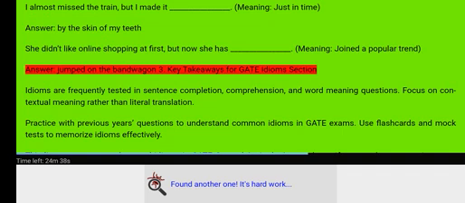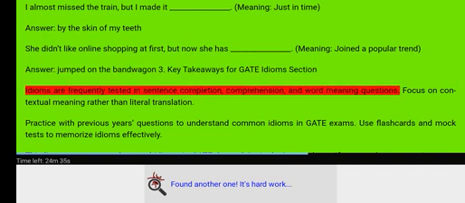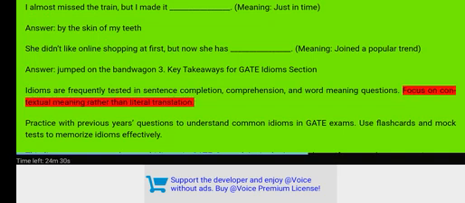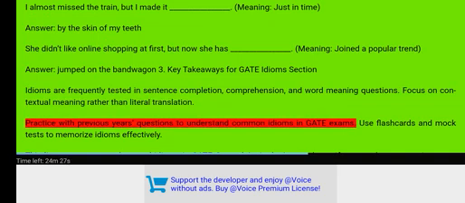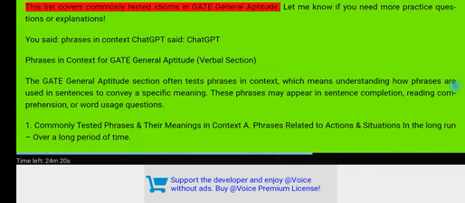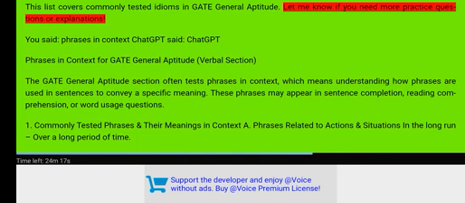3. Key takeaways for Gate Idioms section. Idioms are frequently tested in sentence completion, comprehension, and word meaning questions. Focus on contextual meaning rather than literal translation. Practice with previous years' questions to understand common idioms in Gate exams. Use flashcards and mock tests to memorize idioms effectively. This list covers commonly tested idioms in Gate general aptitude. Let me know if you need more practice questions or explanations.